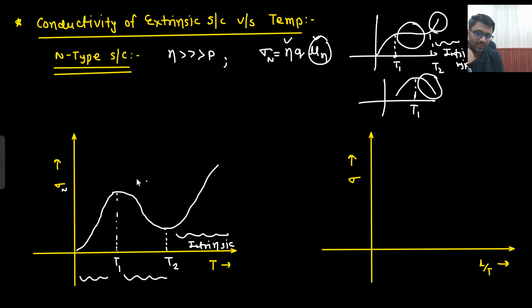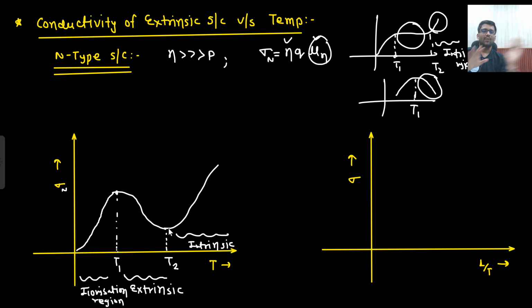So mostly your device will be working in this particular region. So for an n-type semiconductor, your conductivity will decrease with increase in temperature. If temperature increases, your conductivity will decrease because you will be working in this extrinsic region only. This is the extrinsic region, and this was your ionization region. Did you understand this point or not?